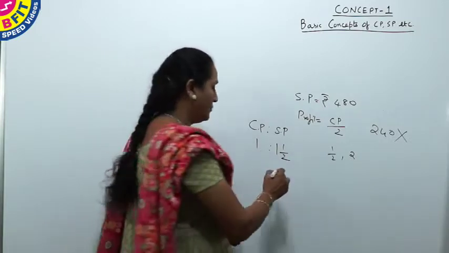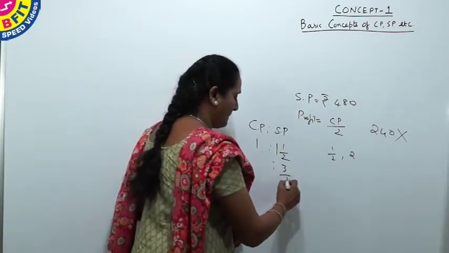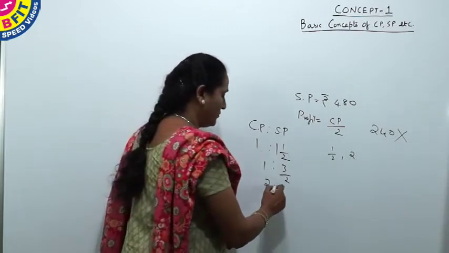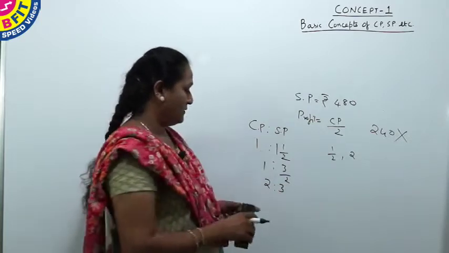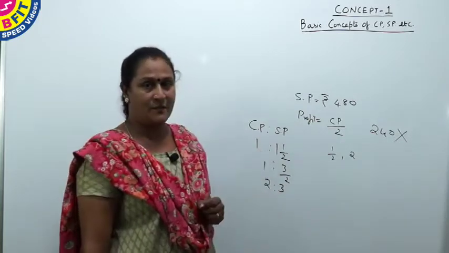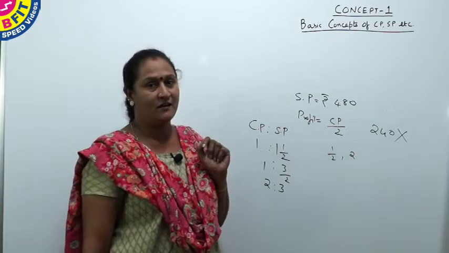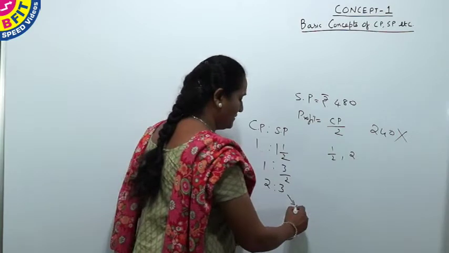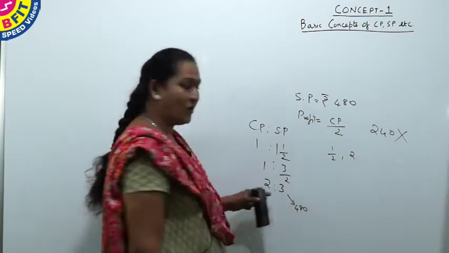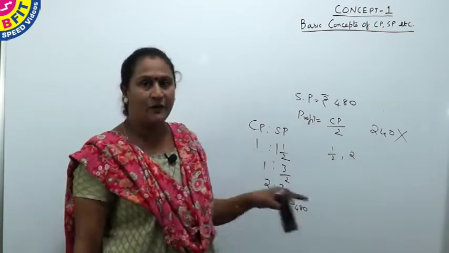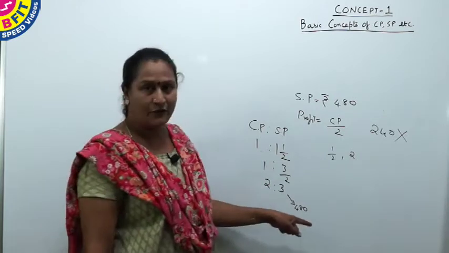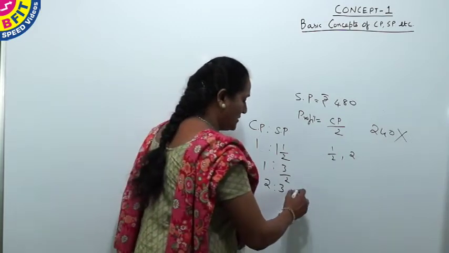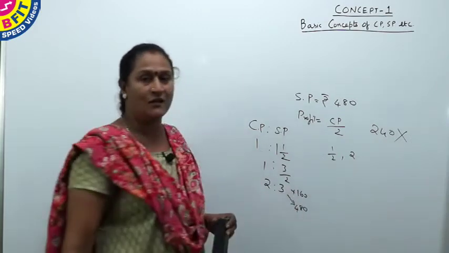Or it is 3/2 times the cost price. And now what is the ratio of cost price and selling price? 2:3. So selling price is 3 parts, and what is the selling price given? It is 480, so 3 parts is 480. So what is the factor we have multiplied with 3 to get 480? For that just divide 480 by 3, so it is 160. So multiplying 160 with 3, we have got the selling price.